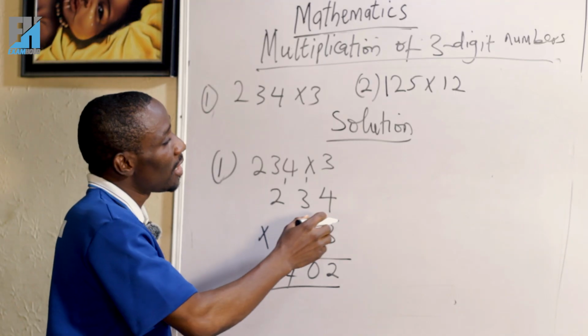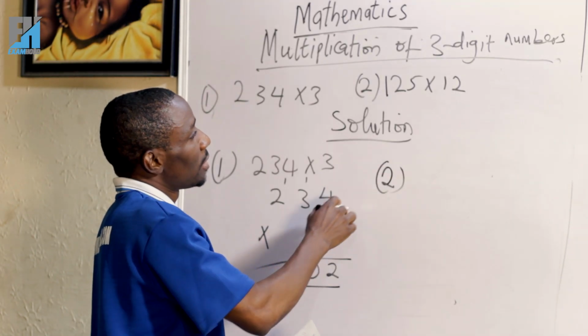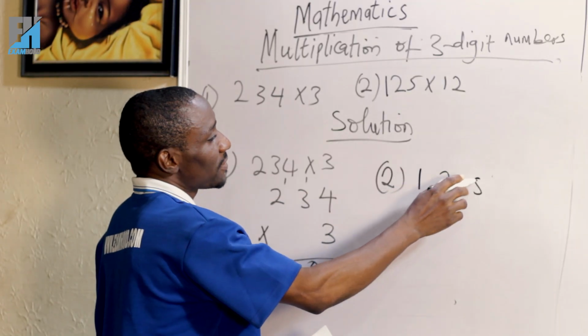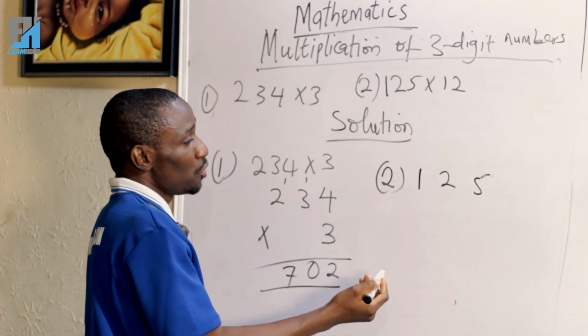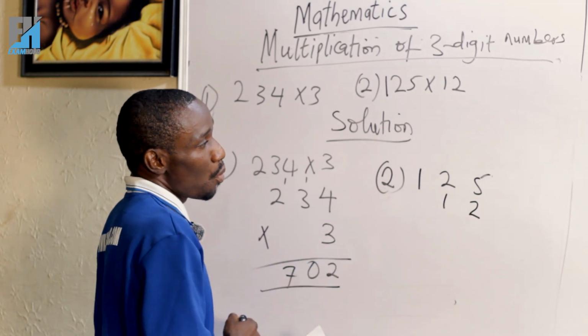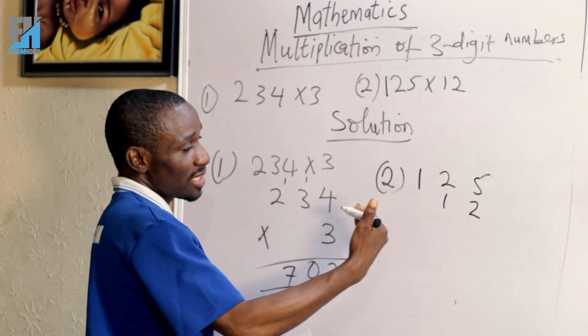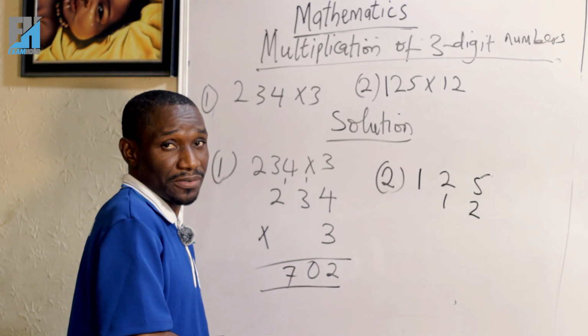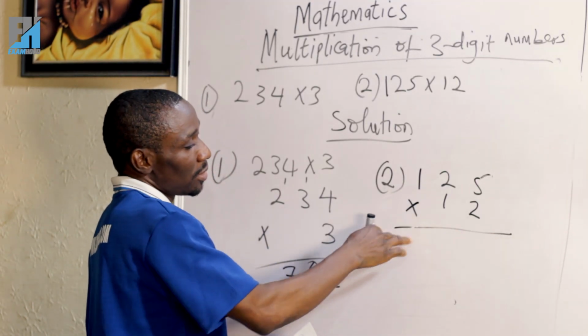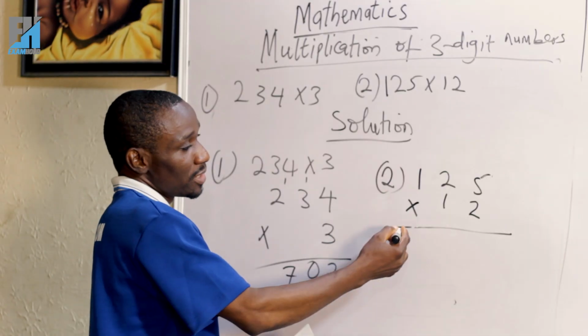So the second example, 125 times 12. How do you write it? Where will you put down the 12? The 12 should come here, 2 should be here, 1 should be there. You start your arrangement from your right hand side, not from your left hand side. So you put your times here. Please carefully consider the positioning.